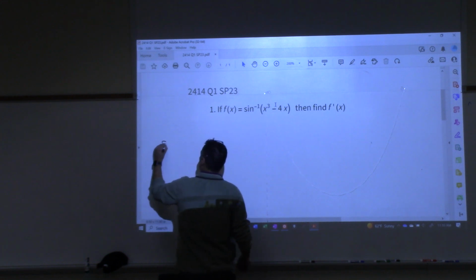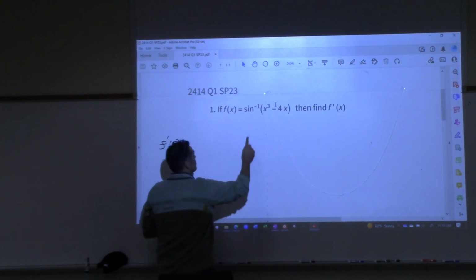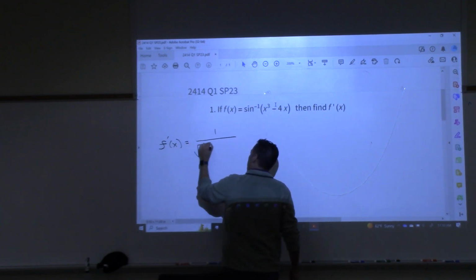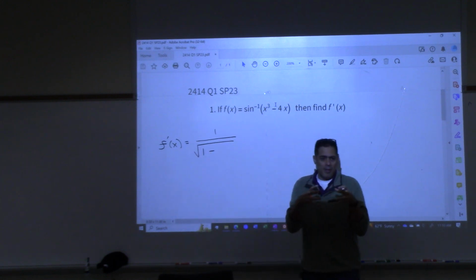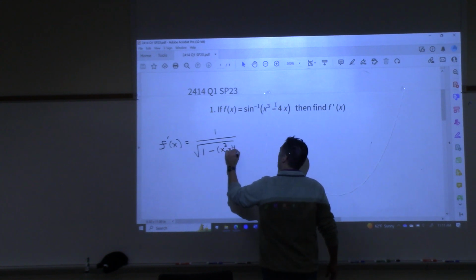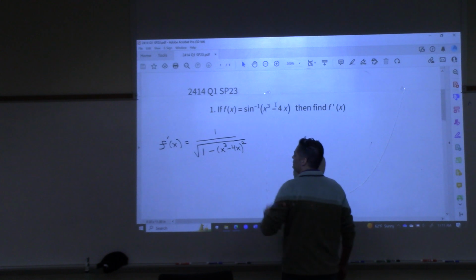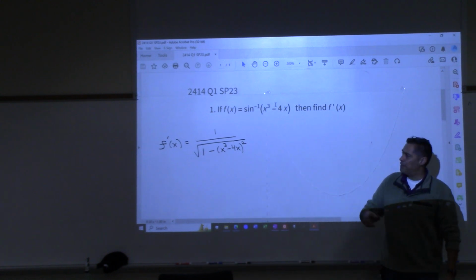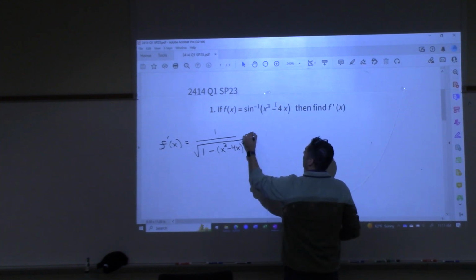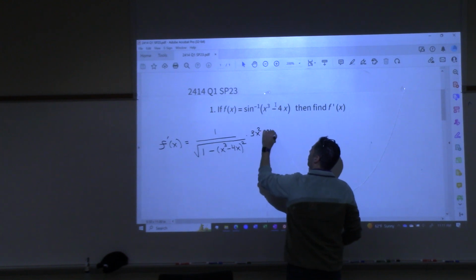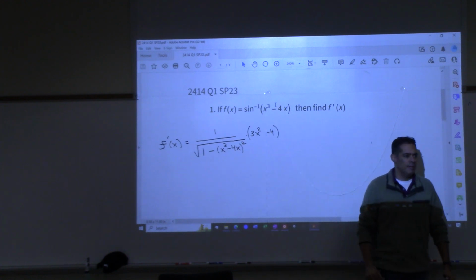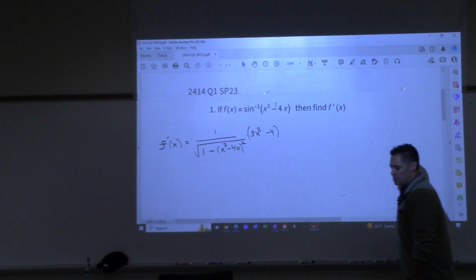So the derivative here, we have to apply the chain rule. First we need the derivative of the outer function, which is the inverse sine. The formula for that is 1 over the square root of 1 minus whatever the argument is squared. So we need the x cubed minus 4x squared underneath the root. Then, chain rule, you multiply by the derivative of what's inside, so times 3x squared minus 4 in parentheses. You could slide that up top if you want, but that's the derivative.